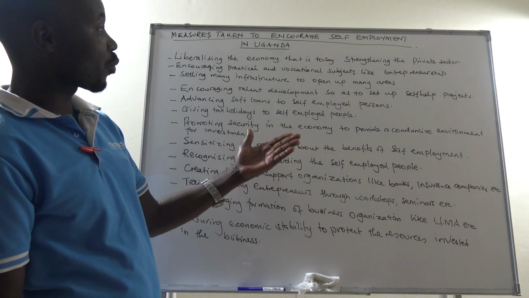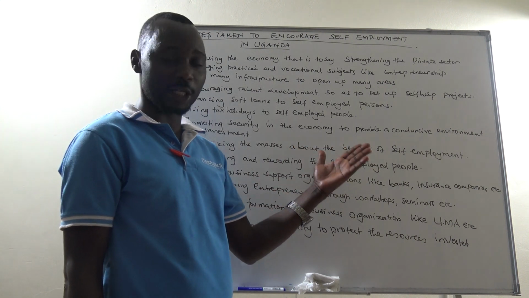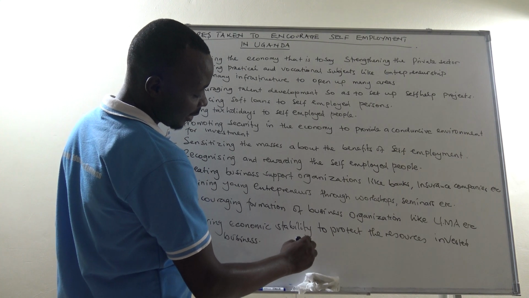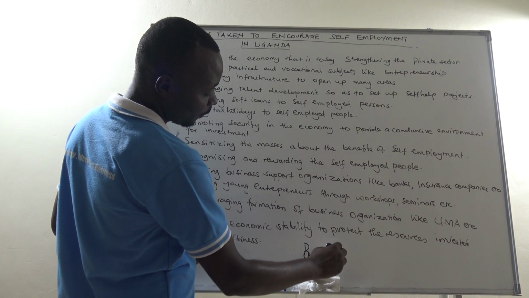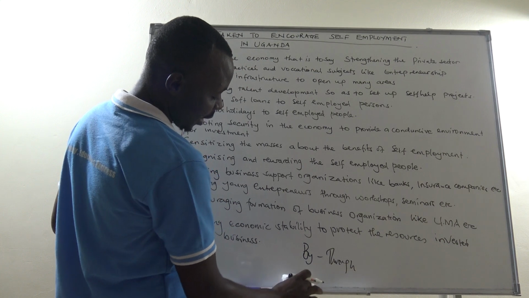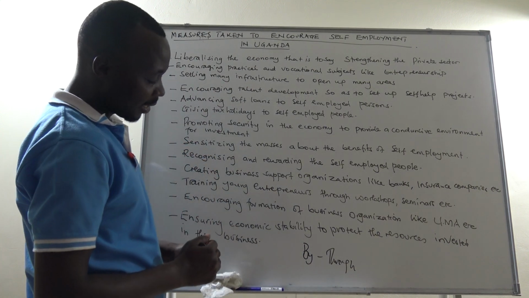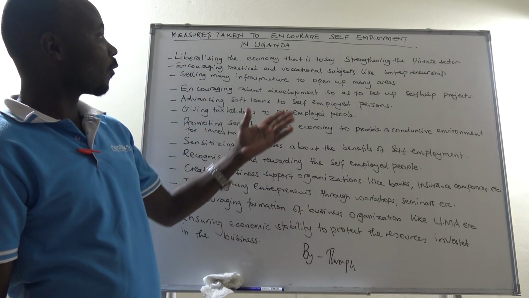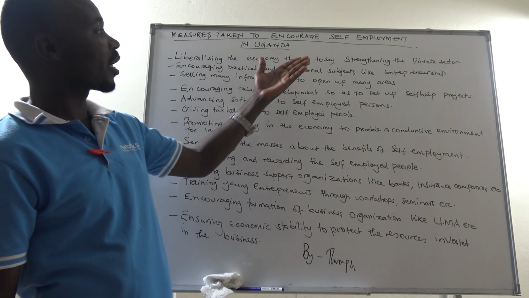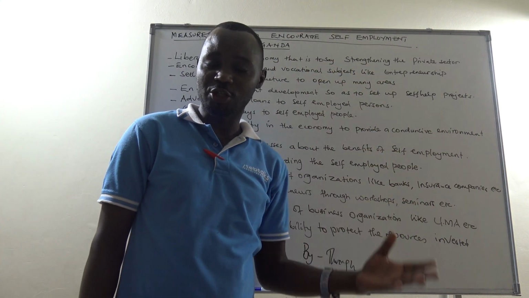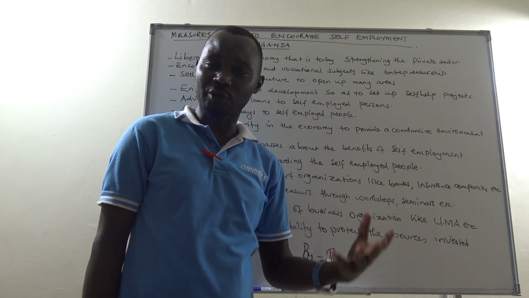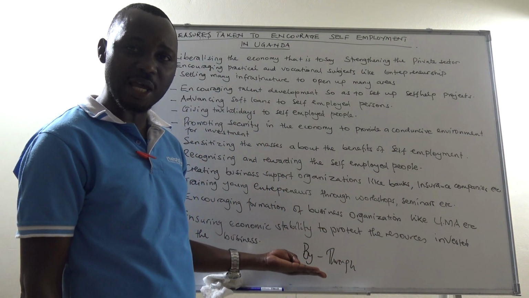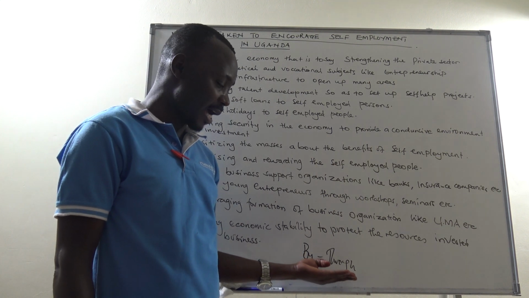Previously we said when we are answering questions requiring measures, we normally begin with by or through. And everybody knows that we begin with by or through. But for this case, the name of the country, the name of a place where we want to encourage self-employment, is mentioned. When the country is mentioned, we avoid beginning with by or through.